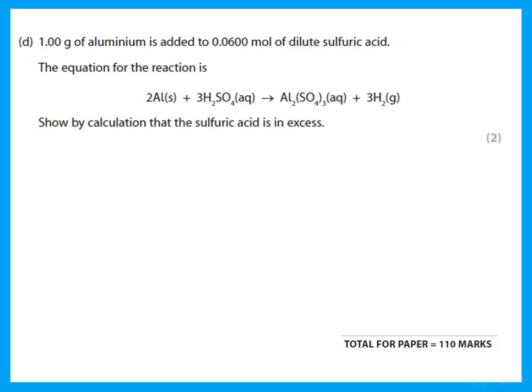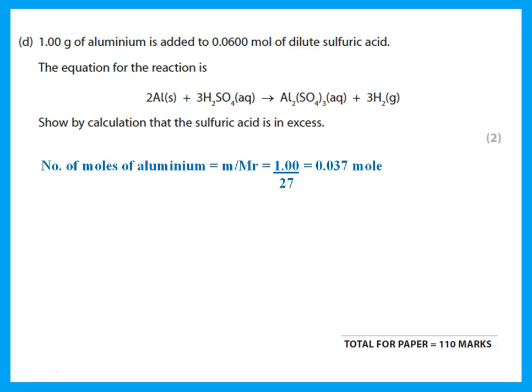Then the last question says 1 gram of aluminium is added to 0.06 mole of dilute sulfuric acid. Show by calculation that the sulfuric acid is in excess. When he says that, I should get the number of moles of each of the reactants, compare them, and see which one is too much. So he says I have 1 gram of aluminium. Get the number of moles of aluminium. In this case, it will be mass over molecular mass. 1 gram over the mass number of aluminium, this is 0.037 mole.